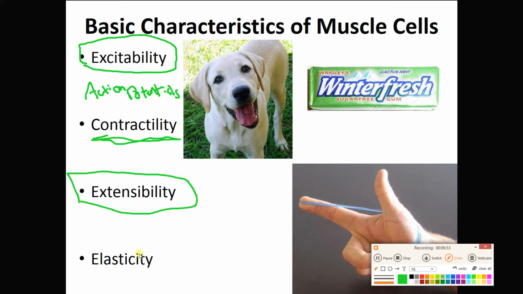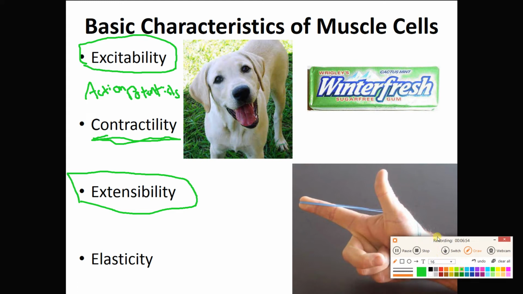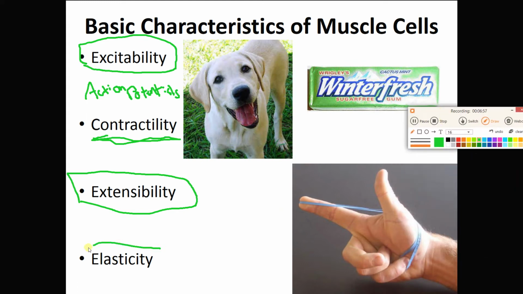Fancier word for stretchy there. And when we stretch them and we let go, they're elastic. So they're like rubber bands as opposed to chewing gum. When we let go of them after they've stretched, they come back to their original shape. So these are 4 characteristics of muscle cells, a C and 3 E's, that we should be aware of.